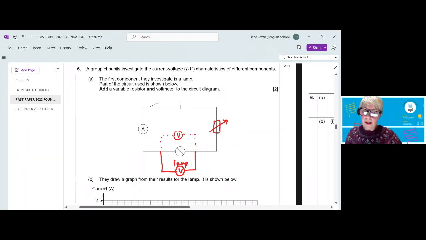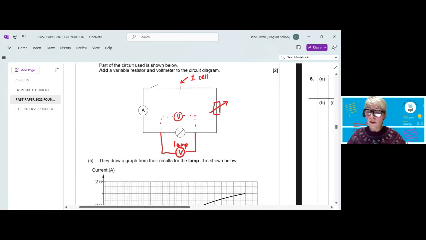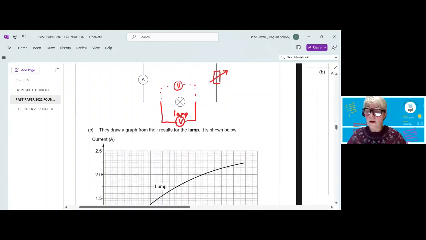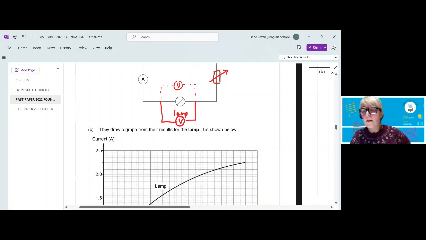Now, I know that here, in order to vary the voltage and the current, you have to have a variable resistor because there's only one cell here. Okay, now if there were several cells there, you could get away with putting an arrow through them because you could change the number of cells. But here, in order to change the current and voltage, you've got to have a variable resistor. And a variable resistor symbol is a resistor, but with an arrow going through diagonally.